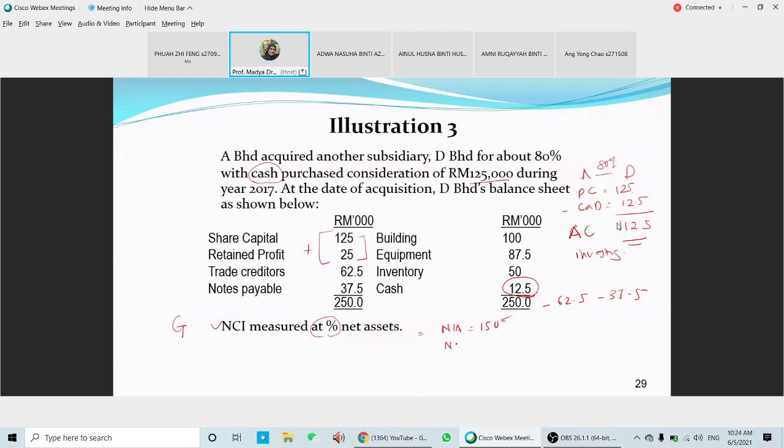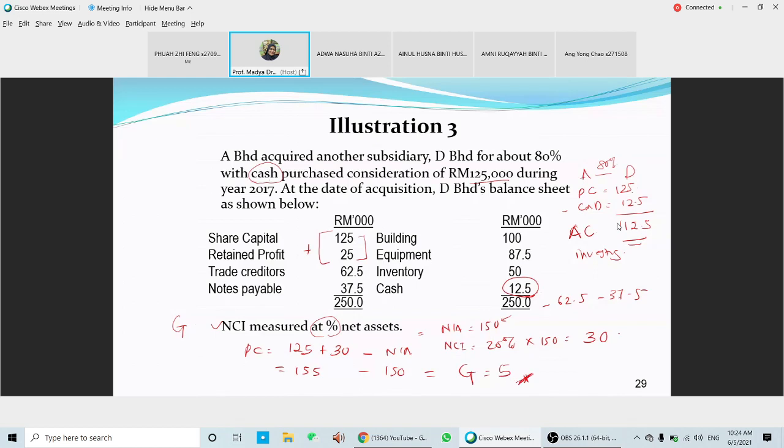And NCI here is based on the percentage of net assets. So NCI has 20%. 20% times 150, so NCI is going to have another 30. So the total purchase consideration, the one that you pay here, is 125 plus NCI 30, so you're going to have 155. Compare with the net assets that we have here, which is 150. So you're going to have a goodwill of 5.